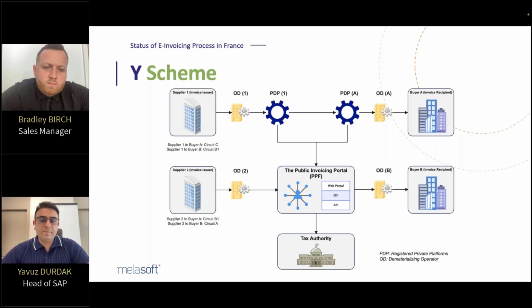So how will the invoice be submitted from supplier 1 to buyer D? For this, first the invoice is submitted by supplier 1 to the PDP, and then the PDP sends the invoice to the public invoicing portal, and then the public invoicing portal transmits the invoice to buyer D. So this is the chain. There are three alternative chains in this structure. Each of these chains can be used depending on the company's choices. If the public invoicing portal is used, the services will be given by the public invoicing portal. In the other case, registered private platforms will give the same service.